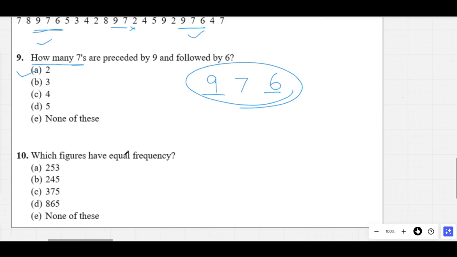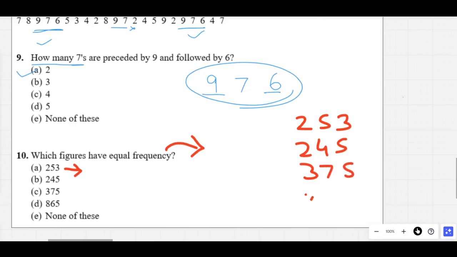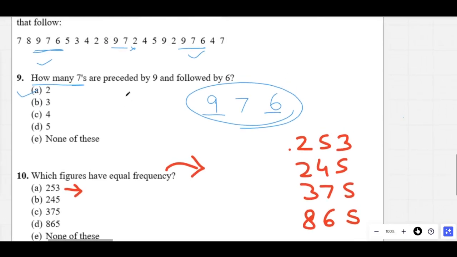Which figures have equal frequency? Now frequency is nothing but how many times these numbers occur. Okay, so let's write it down. We have 253, we have 245, 375, 865. So basically there are 3 numbers in each. All these numbers have some frequency. Let's find out what that is, shall we?